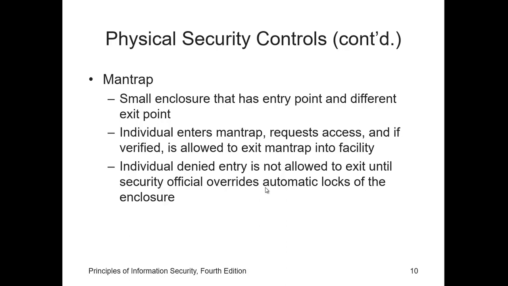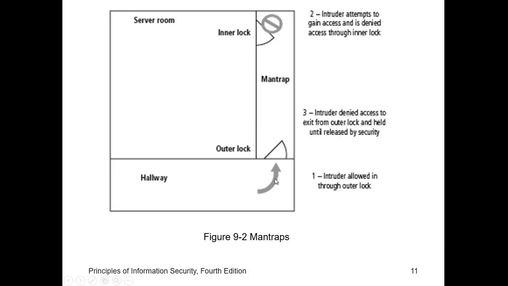If they are not authorized, they are trapped in that area and they will be denied entry, and they're also not allowed to exit until a security official overrides the automatic locks and captures the attacker that was trying to get into the system. And that's why they call it Mantrap. Actually, this is a photo, or a snapshot, of the Mantrap, and as you can see, we have a hallway with an entry, and they will not be allowed to exit unless they have the permission or the authorization to do that. So they will be trapped in this hallway until security comes and gets them.